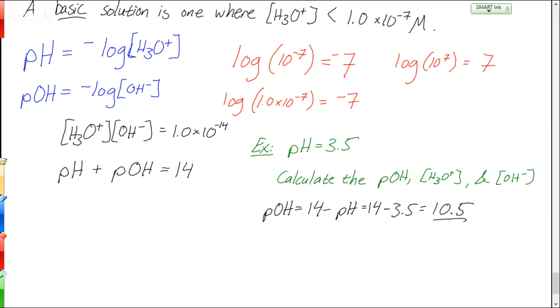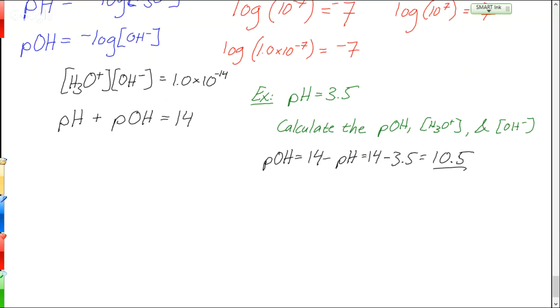The opposite of a log is raising something to a power of 10. If the log gives you the thing that was up in the exponent, then the opposite is to raise it to the power of 10. So to get the hydrogen ion or hydronium ion concentration, we're going to take that 3.5 and raise it to the power of 10 and put a negative on there.